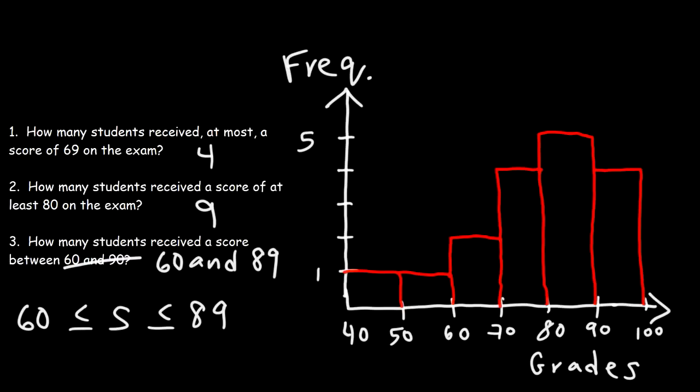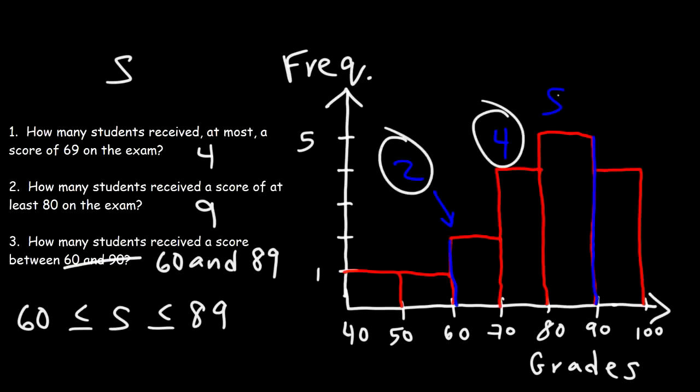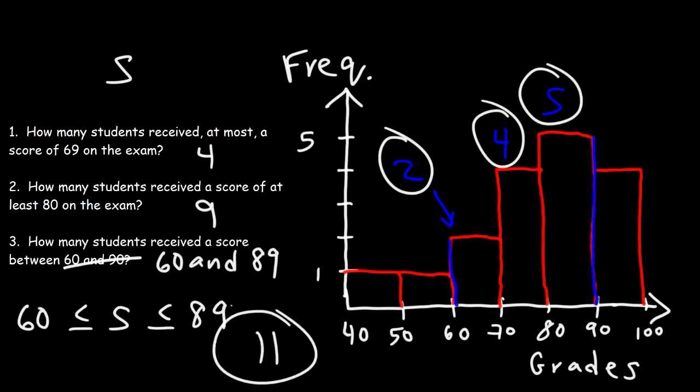So our starting point is here, 60. And our ending point is here, 89. Between 60 and 69, there were 2 students who received a score in that range. Between 70 and 79, there were 4 students. And between 80 and 89, there were 5. So we add up 2 plus 4, which is 6, plus 5, that's 11. So 11 students received a score between 60 and 89 inclusive.